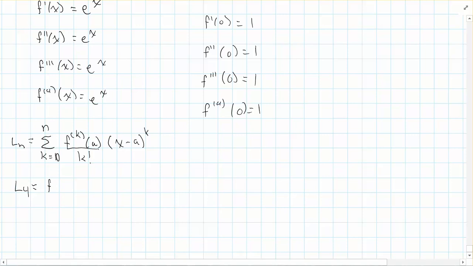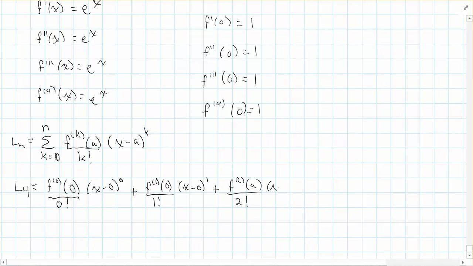So it's f at the 0 power divided by 0 factorial, x minus 0 to the 0 power, plus f first derivative at 0 over 1 factorial, x minus 0 to the first power, plus f second derivative at a over 2 factorial, x minus 0 squared.